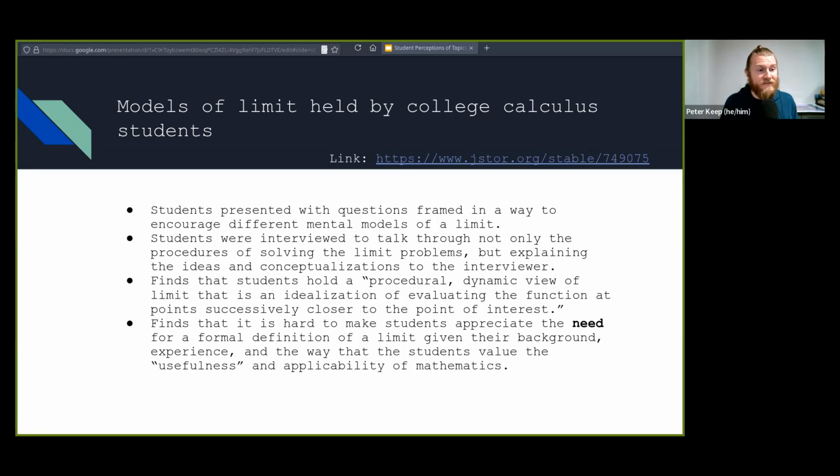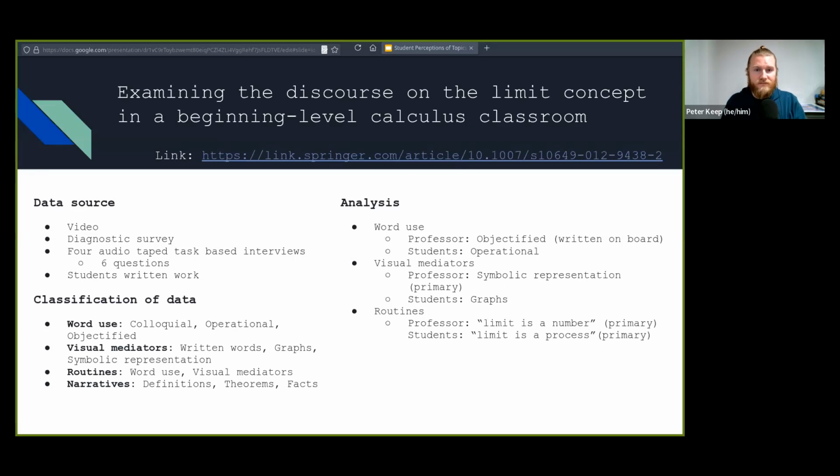So because of that, they found it was really difficult to motivate students to move past this procedural dynamic view of limits. And that's something that we're going to see as kind of a theme in these kinds of research studies. So the next limit research we looked at was from 2013, examining the discourse on the limit concept in a beginning level calculus classroom.